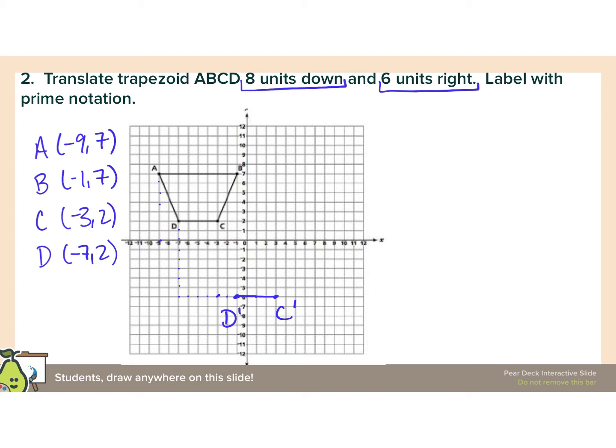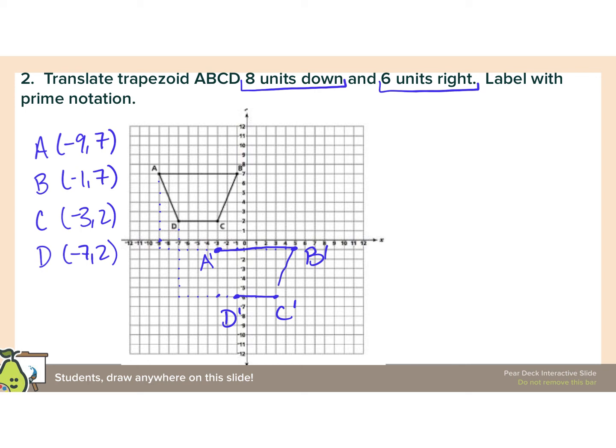1, 2, 3, 4, 5, 6, 7, 8. Right 6. 1, 2, 3, 4, 5, 6. This is A prime. Same for B. This is down 8, and then 1, 2, 3, 4, 5, 6. This is B prime. Carefully connect.